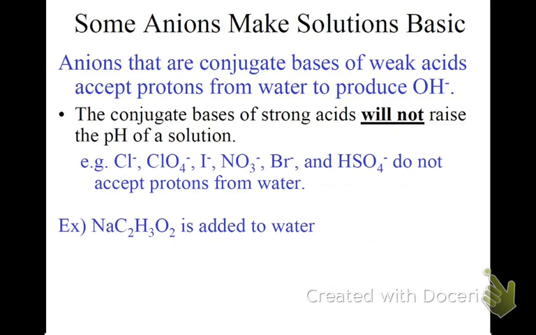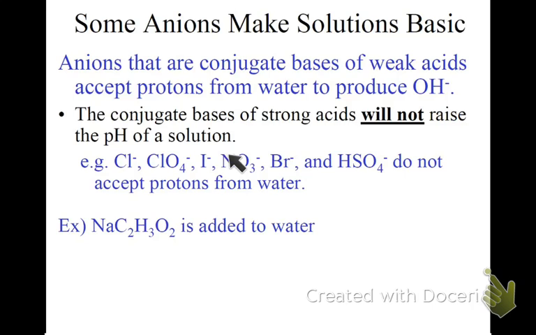Alright, anions. Anions that are conjugate bases of weak acids accept protons from water in order to produce hydroxides. Remember, if you've got a weak acid, it's going to have a stronger conjugate base. And by stronger conjugate base, I don't mean it's a strong base, it's just stronger than the acid is. So it will be able to accept protons from water to produce those hydroxides. It hydrolyzes the water just like the cations did and causes it to become basic in this case.